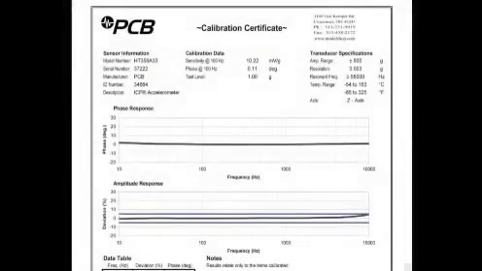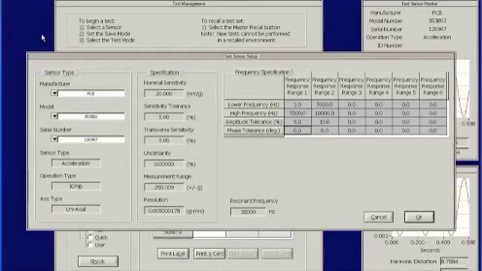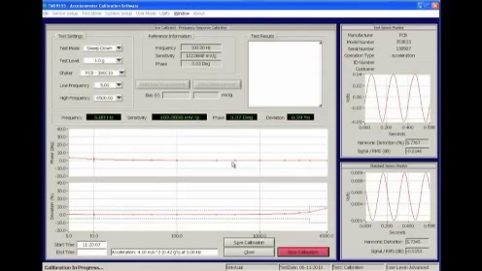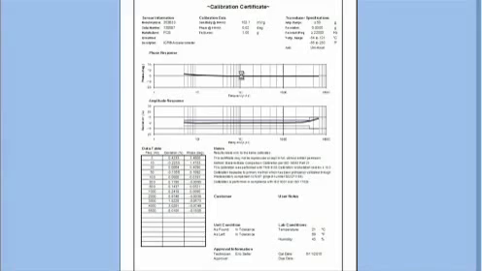Running a frequency response calibration is a quick, simple process. Once the sensor is mounted and connected to the system, completing the calibration involves 3 steps. 1. Select the sensor that is being calibrated and the test being used. 2. Run the calibration. And 3. Save and print the calibration results.